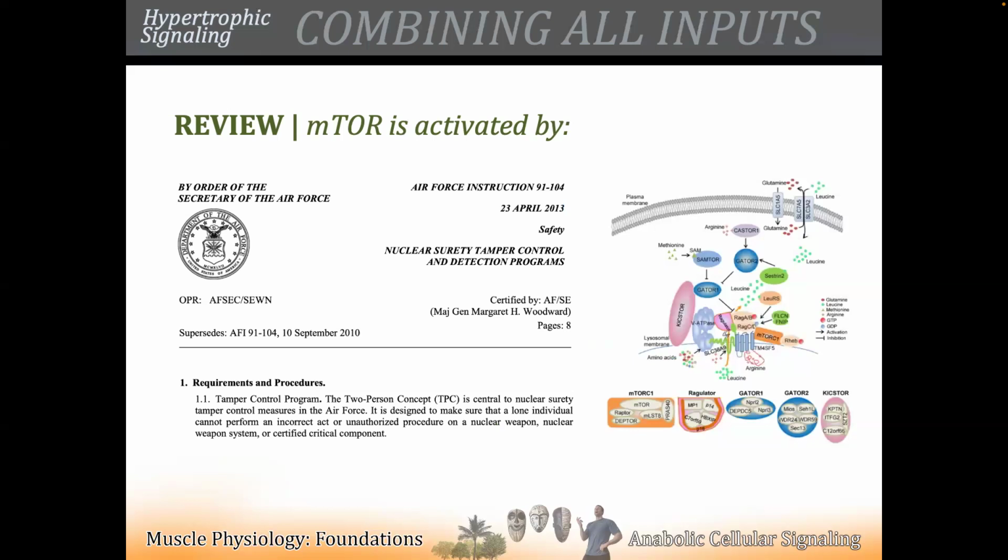Or in real life, just think of it as quoting the Air Force instruction manual here, nuclear surety tamper control and detection programs, right? Section 1.1, right at the beginning, you need two people. One person isn't enough. It's too important for one person to activate. You need two. And the same is true with mTOR. It's a two-key system.